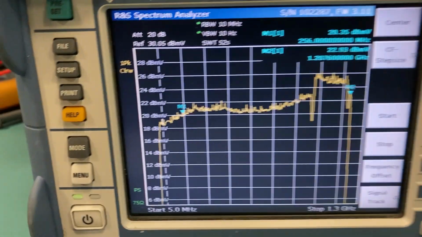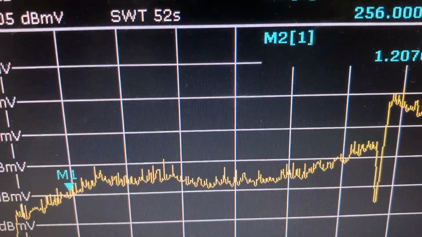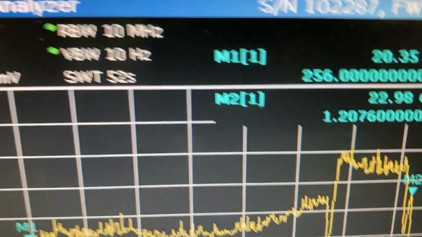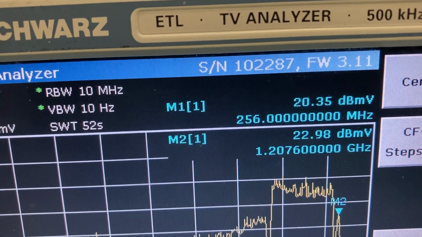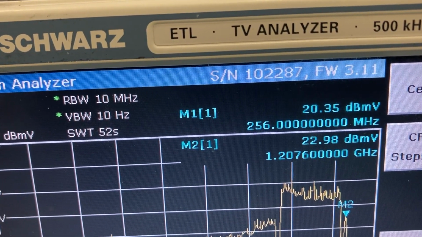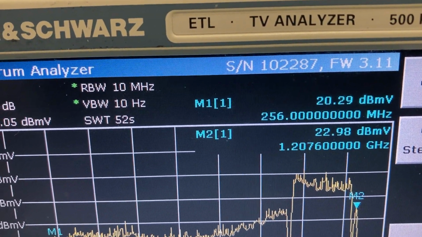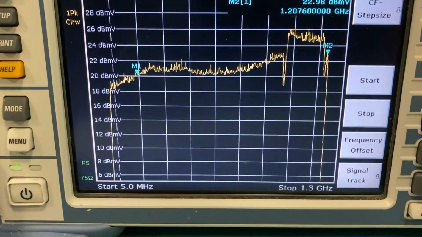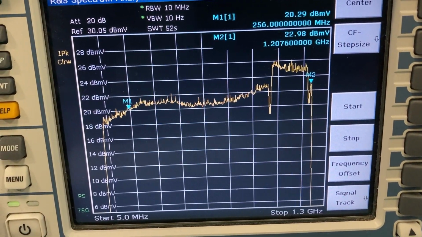You can see marker 1 is set to 256 megahertz, marker 2 1.2 gig, and the difference between the two, where are we? Let's have a look. So marker 1 is 20.3 dB and the other one is around about 23 dB. So yeah, for all intents and purposes we're there or thereabouts for our requirement of 4 dB.